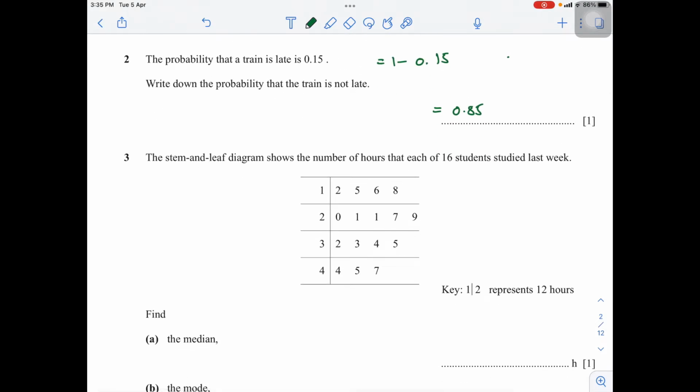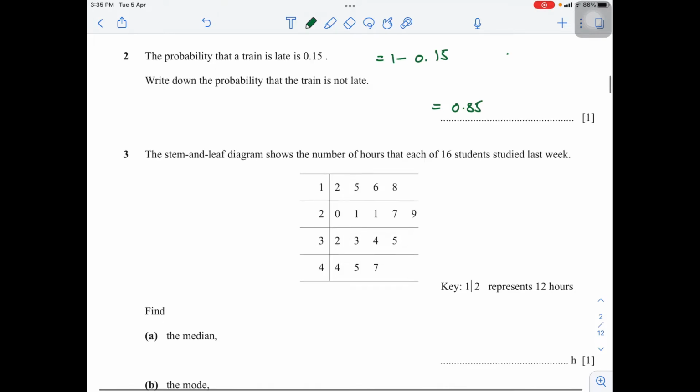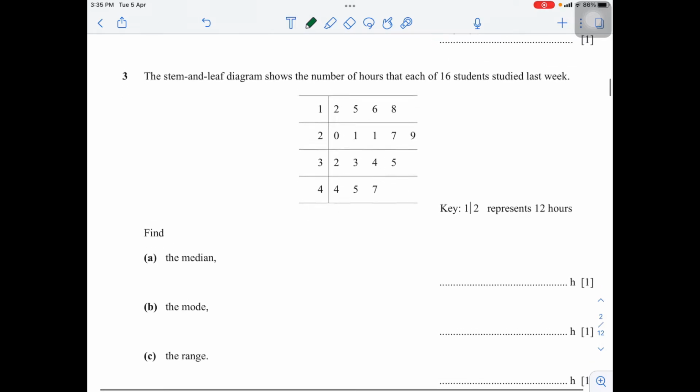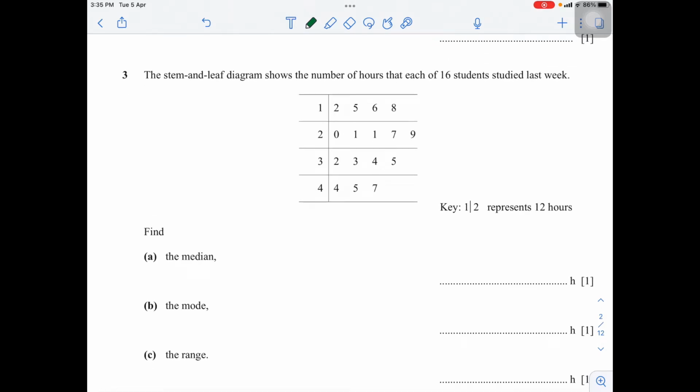The stem and leaf diagram shows the number of hours that each of 16 students studied last week. Find the median, the mode, the range. All right. So that's the stem and leaf diagram. These are stems and these are the leaves.